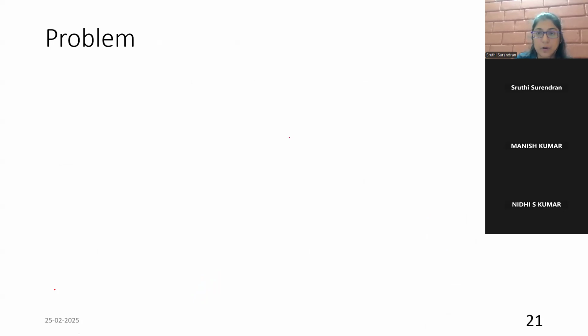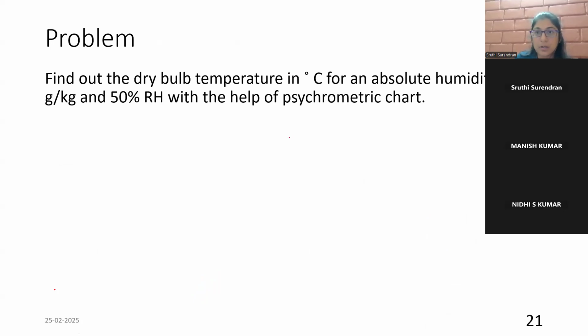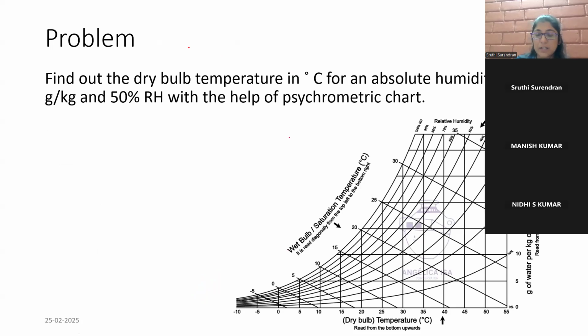Now again, next problem. I've put the chart. What is the dry bulb temperature in degrees Celsius for an absolute humidity of 25 grams per kg and 50% RH with the help of the psychrometric chart? Please do it. You can just roughly trace around what is the temperature corresponding to 50% RH and 25 grams per kilogram of absolute humidity.